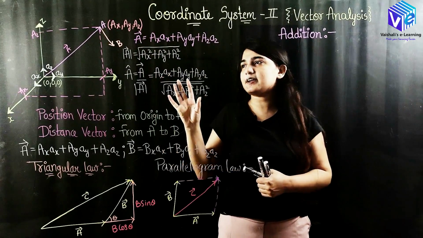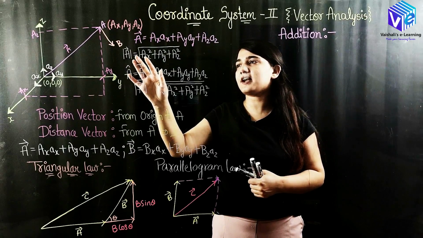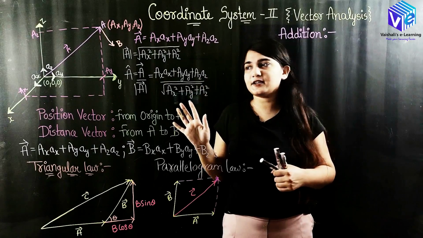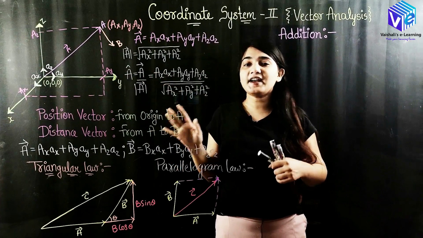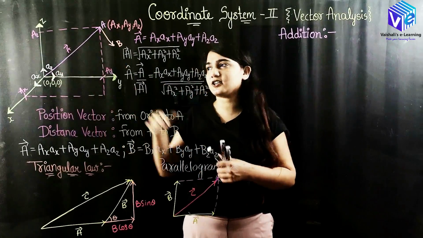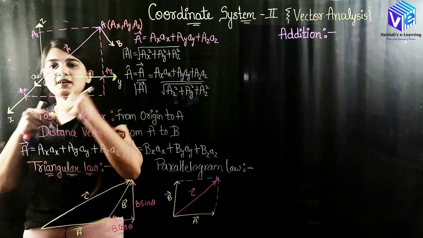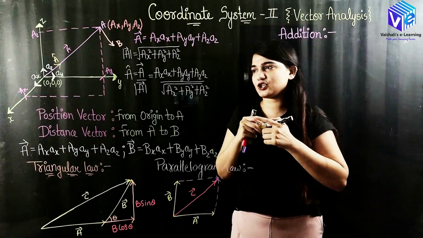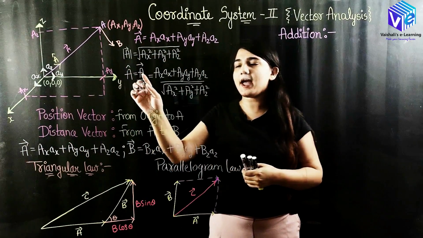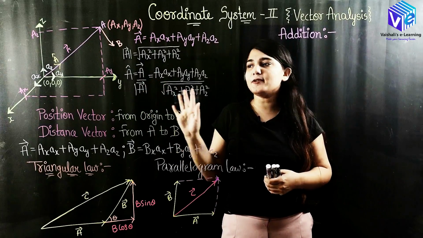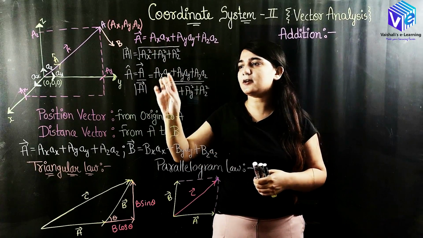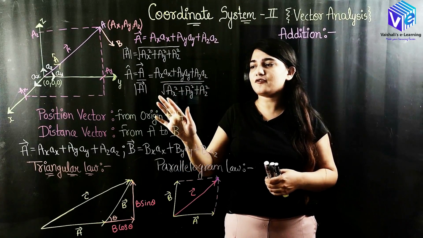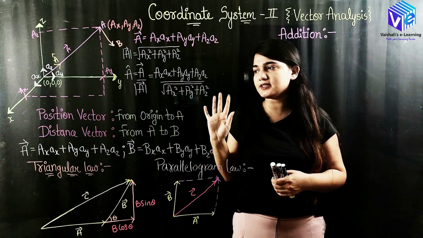Now, if I have to find the magnitude of the A vector, it is the square root of Ax square plus Ay square plus Az square. If I have to find the unit vector along this A direction, let's suppose this is my A cap, the unit vector along the A direction. A cap will be equal to the A vector upon the magnitude of A. The A vector was Ax plus Ay plus Az, upon the magnitude of A, which was the square root of Ax square plus Ay square plus Az square.